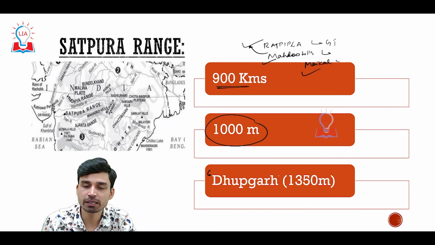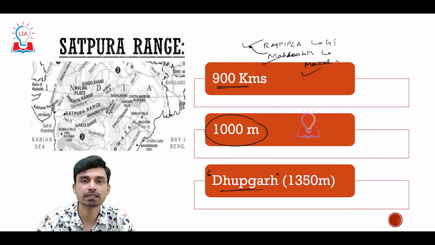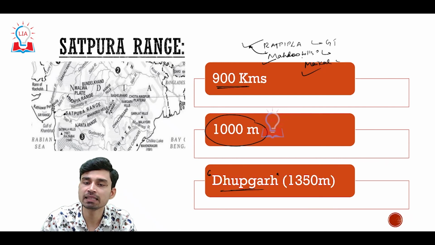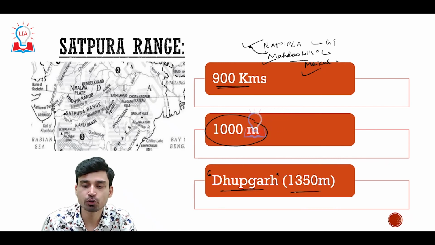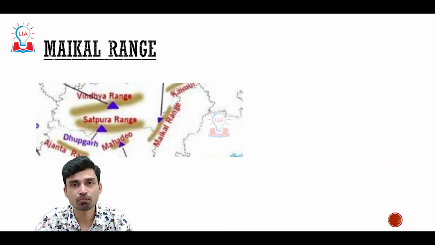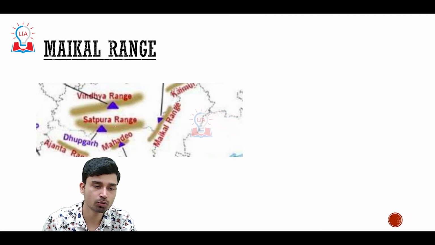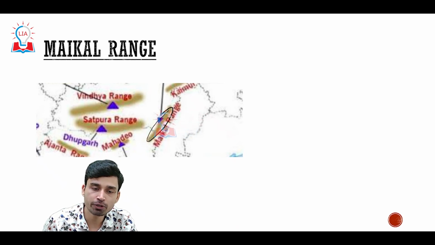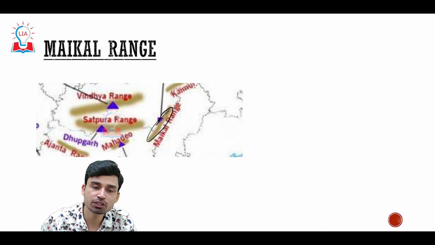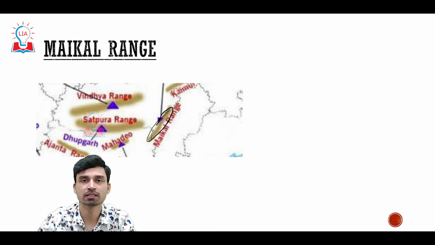The highest point, however, of the Satpura range is a peak that is called Dhupgarh, which is situated in the Mahadev Hills region at an altitude of 1350 meters. The easternmost part of Satpura range, as discussed before, if we try to understand from this map, is the Maikal range. However, one point you have to keep in mind is that the Satpura range extends in a west to eastward orientation, while Maikal range is slightly oriented in a north-southward direction.